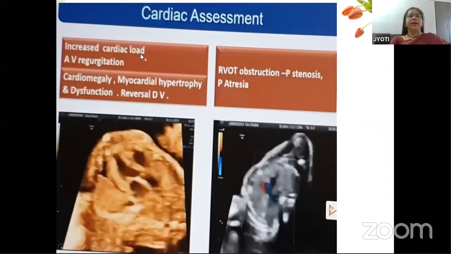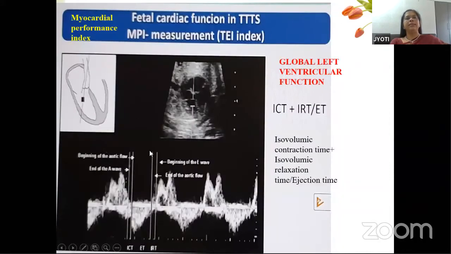As I said, there's increased cardiac load, there's AV regurgitation, chances for cardiomegaly, myocardial hypertrophy, dysfunction, reversal of DAV, RVOT obstruction, pulmonary stenosis, atresia. So how do you look at this? This is done by a fetal echo. In the fetal echo, you do something called myocardial performance index, MPI, also known as TEI index. This index will give you the global left ventricular function, which can be calculated by this formula of isovolumetric contraction time plus isovolumetric relaxation time over ejection time. So then you can find out the global left ventricular function.